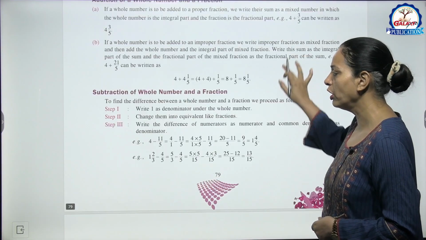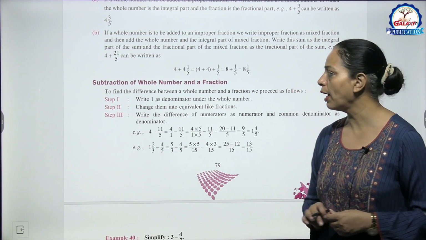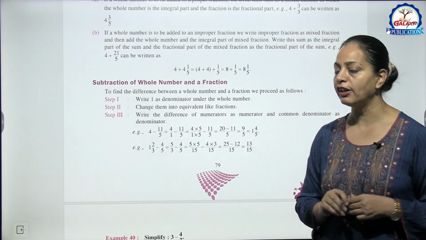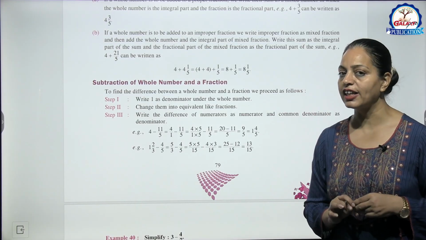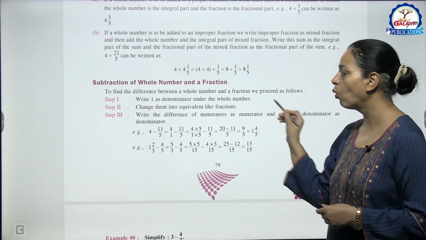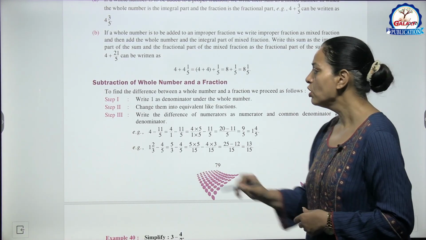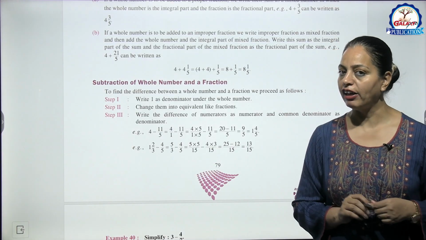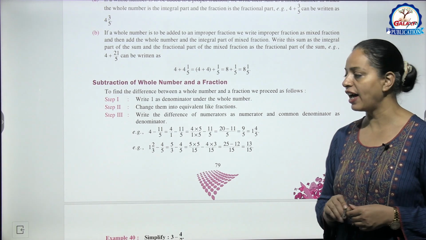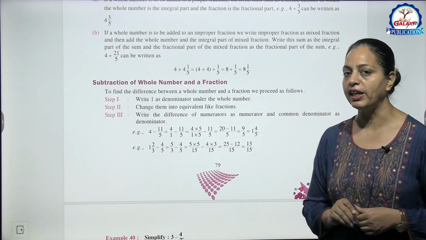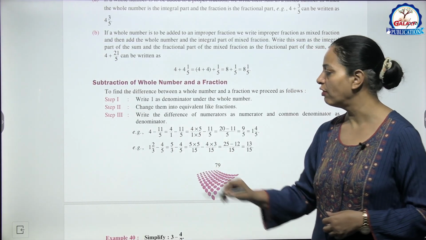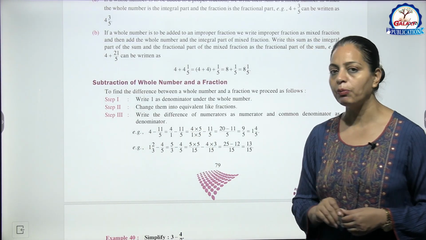Okay. Now we are talking about subtraction of a whole number and a fraction. To find the difference between a whole number and a fraction, we proceed as follows. Step 1. Write 1 as denominator under the whole number. Step 2. Change them into equivalent like fractions. And step 3, write the difference of numerators as numerator and common denominator as denominator. Like 4 minus 11 upon 5. So 4 upon 1 minus 11 upon 5.